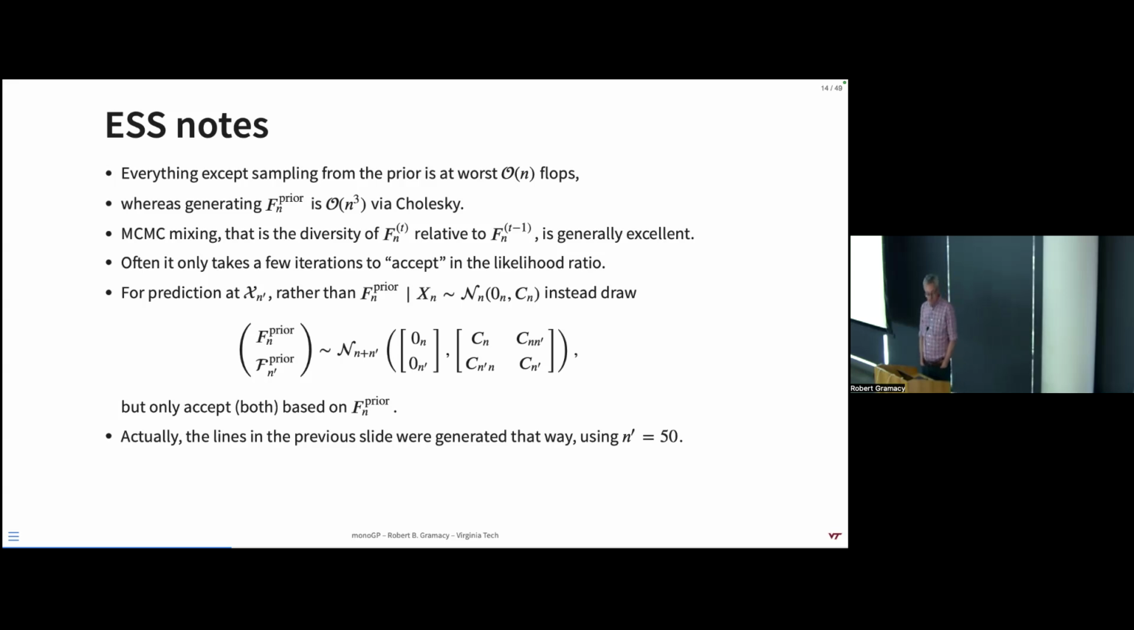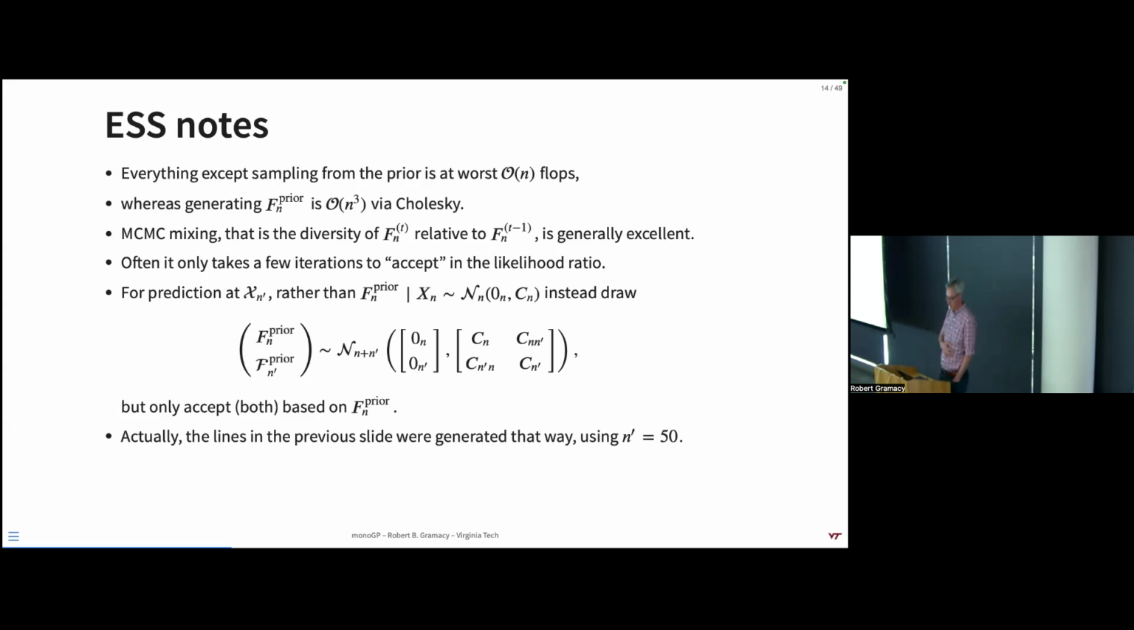The mixing of this Markov chain is excellent. It's typical to have only 3 or 4 rejections before you accept one, and it moves throughout this high dimensional space very efficiently. If you want to do prediction, then you make your proposed function outputs for the testing locations at the same time as the training ones, but you base the acceptance only on the training ones, and you keep whichever testing ones went with it when it comes for prediction.